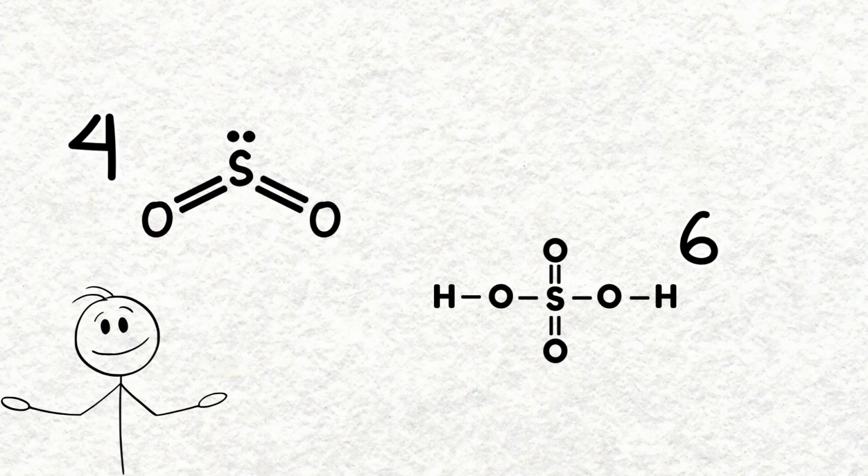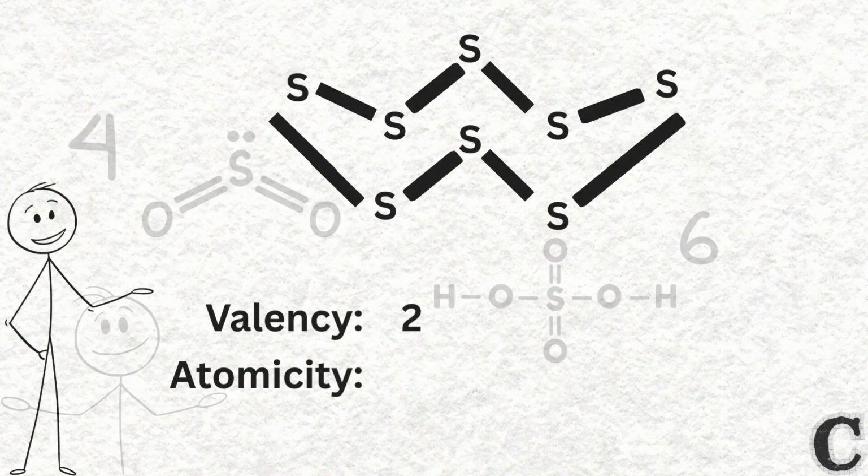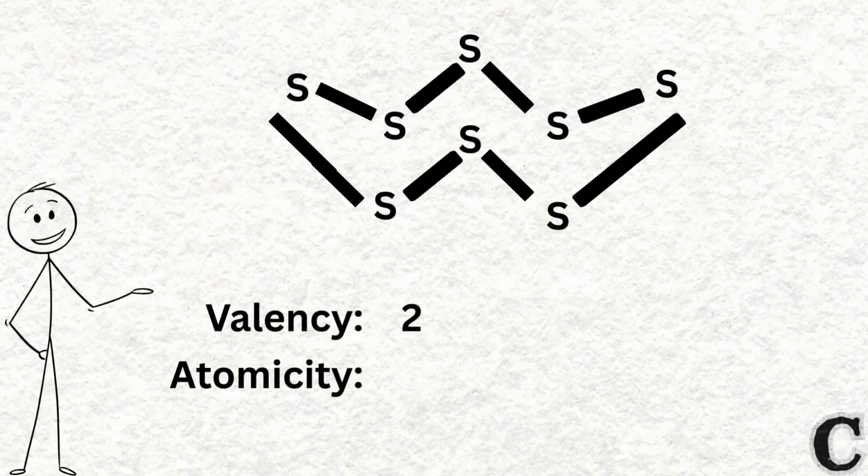Cool, right? Now, what about atomicity? That's simply the number of atoms of an element that naturally stick together in a molecule. Sulfur in nature exists as a crown-shaped S8 molecule. That's 8 sulfur atoms linked in a ring. So the atomicity of sulfur equals 8.